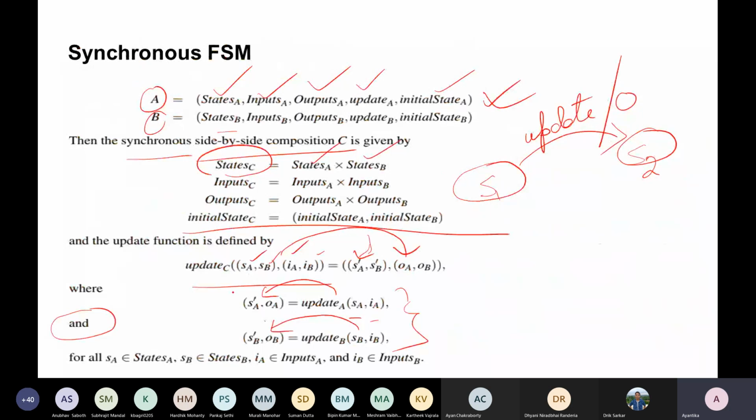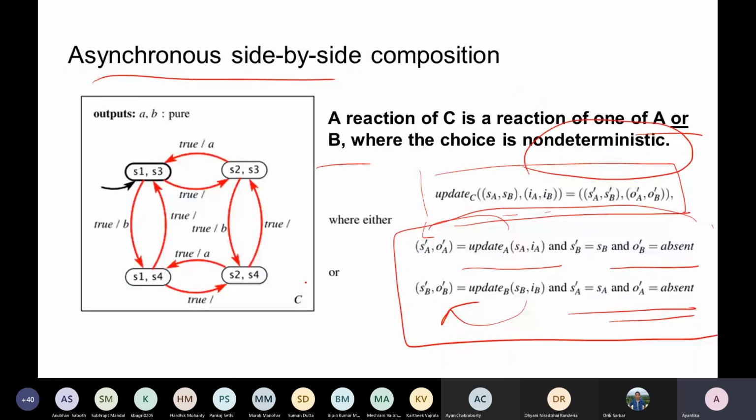You can see where these outputs SA dash and OA are related by AND condition, and here either OA dash is absent or OB dash is absent. So these are the main concepts, according to your requirement, whether your underlying substates are connected in a synchronous way or in an asynchronous way. Okay. Now let's go to this part.